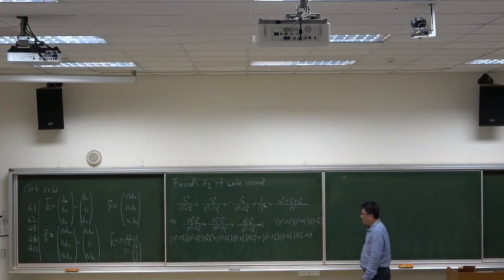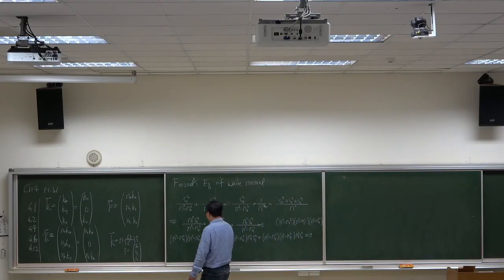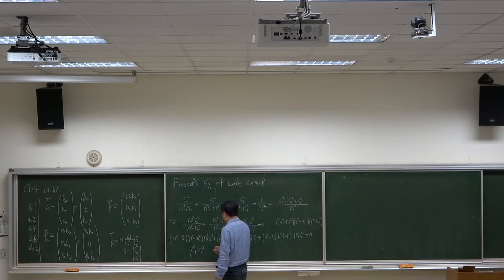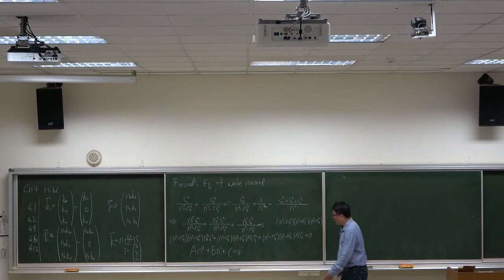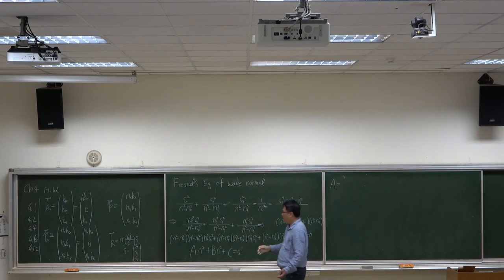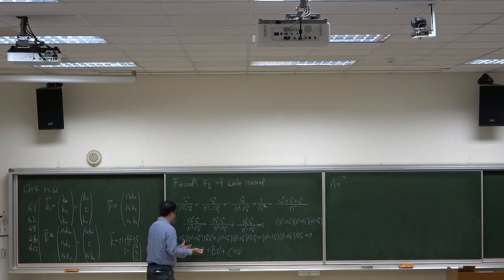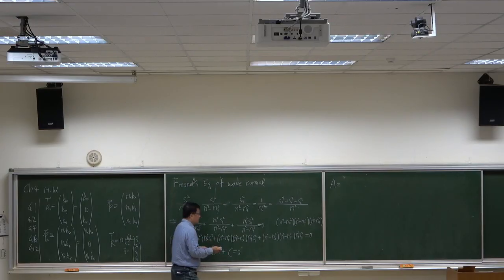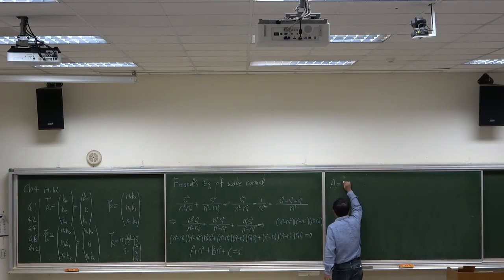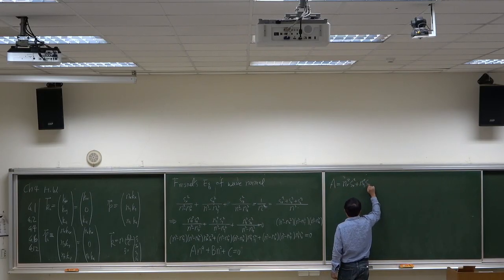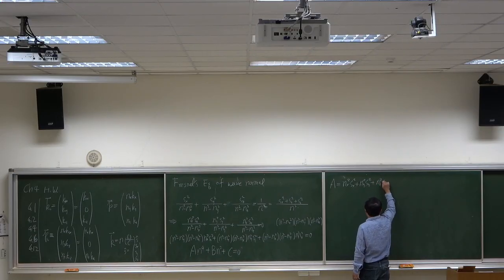So now this equation can be written in this form: a n fourth power plus b n squared plus c equals 0. What is a? A is equal to the coefficient of the fourth power of n. We get this: nx squared sx squared plus ny squared sy squared plus nz squared sz squared.